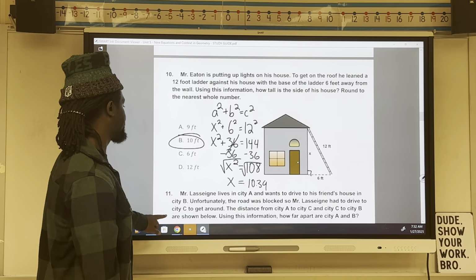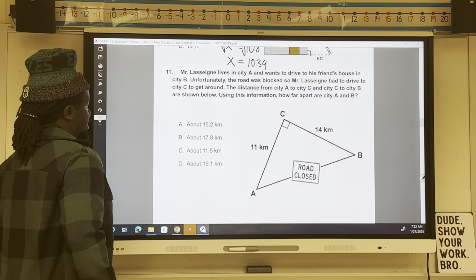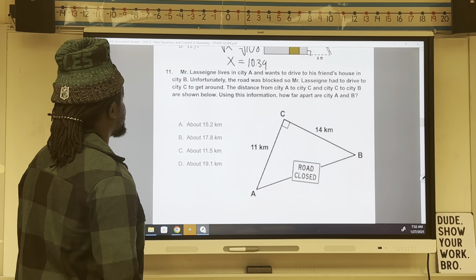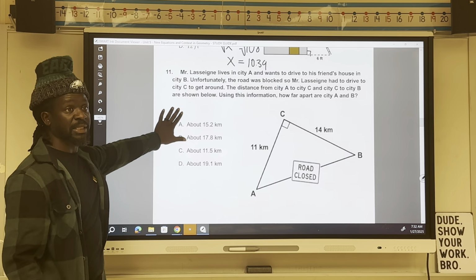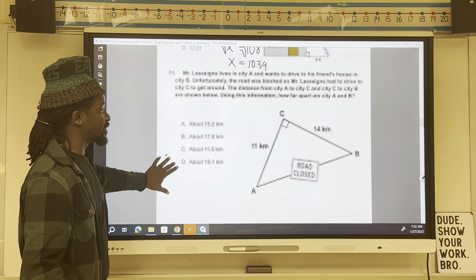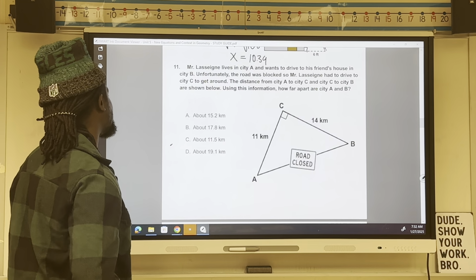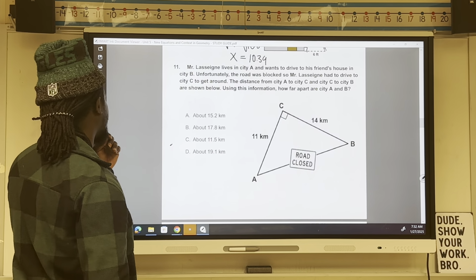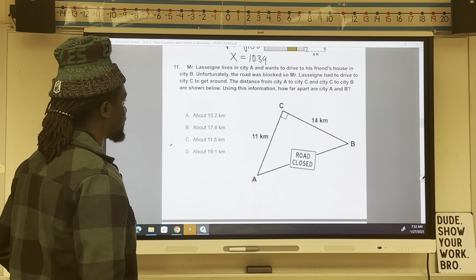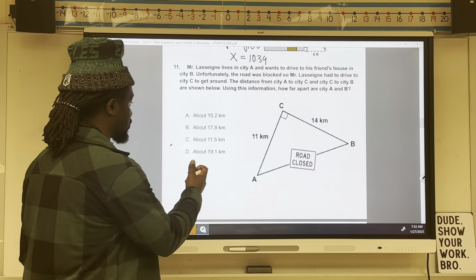All right, Mr. Lassane lives in city A and wants to drive to his friend's house in city B. Hey, you know what? For the sake of time, I was going to stop reading it, but I'm going to keep going. To get to city B, unfortunately, the road was blocked, so Mr. Lassane had to drive to city C to get around. The distance from city A to city C and city B are shown below.